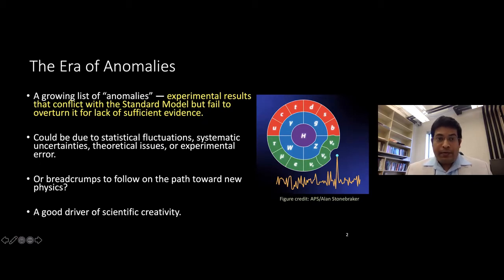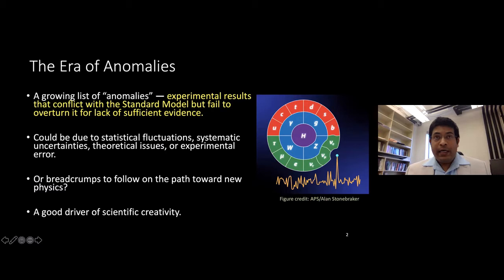And we can say that this is an era of anomalies. There is a growing list of such anomalous data that we are seeing now. Most of them could very well be due to statistical fluctuations in the data, or systematic uncertainties, or some theoretical issues that have not been understood, or simply some experimental error. But there may also be the possibility that some of these could lead us to the right path toward new physics.